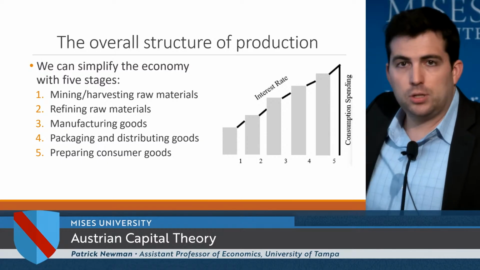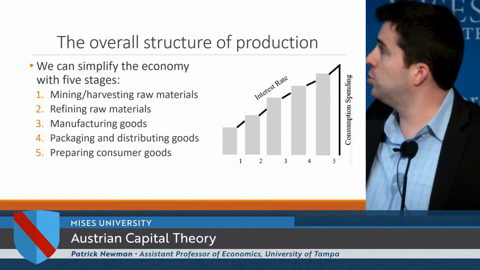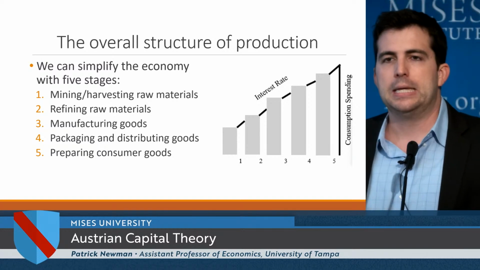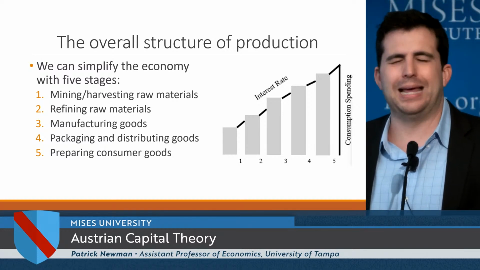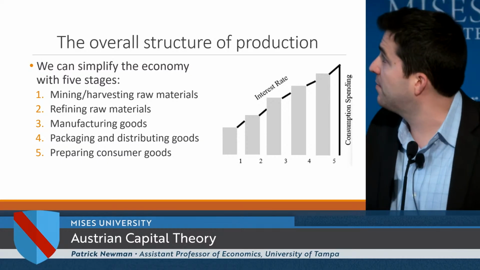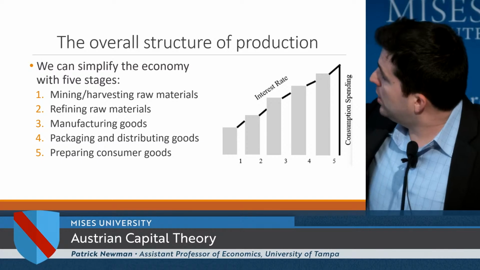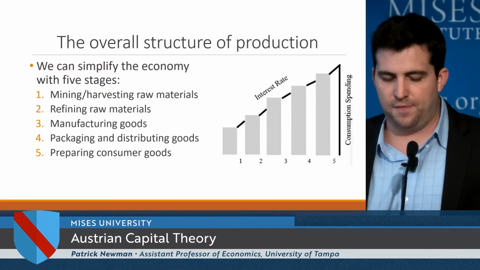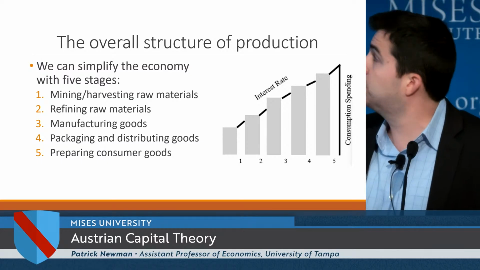So at each stage, the revenue earned is greater than before, right? Because no capitalist is going to willingly sell something for less money than what they had to spend. That would violate time preference. And this will continue until we get to the last stage, when the consumer good is sold to the consumer, right?